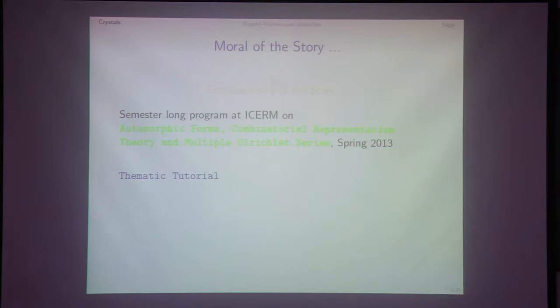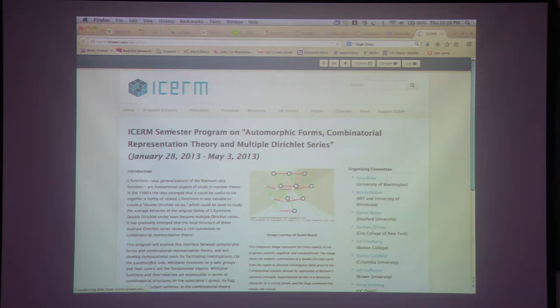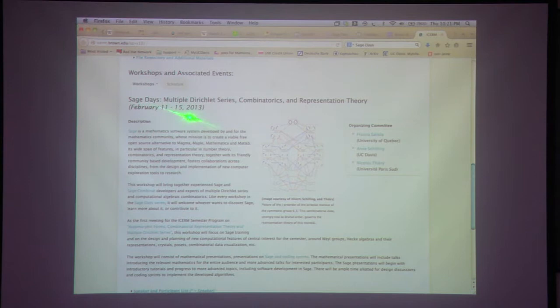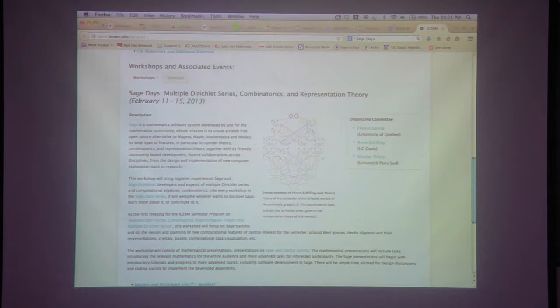And it turns out that these number theorists invited us to actually organize a whole semester-long program at ICERM, an institute in Providence for experimental and computational math. What this says is automorphic forms, combinatorial representation theory, and multiple Dirichlet series. At the beginning, I didn't know anything about multiple Dirichlet series, but they have something to do with crystals as well. And that came, for me at least, through Sage. So we organized this in the spring of 2013. And if you click on this, you can see here at ICERM we had this big program organized by a lot of us. And there were also Sage Days, like in February 2013, which were related to representation theory, number theory, and combinatorics.